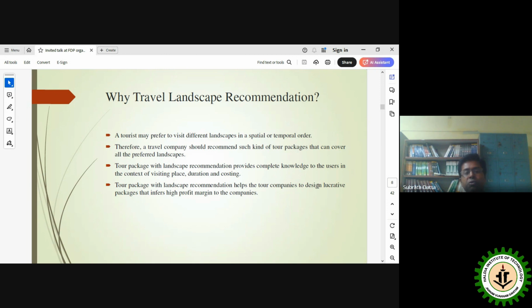Therefore, a travel company should recommend such tour packages that can cover all the preferred landscapes. For example, I want to visit Kolkata, then Dakshineshwar, then some nearby places. So the travel company should build such a package that covers all these places. Otherwise, it would not be lucrative to the tourists. A tour package with landscape recommendation provides complete knowledge to the users in the context of visiting place, duration, and costing. It also helps the tour companies to design lucrative packages that infer a high profit margin. So this is the reason why travel landscape recommendation is required.